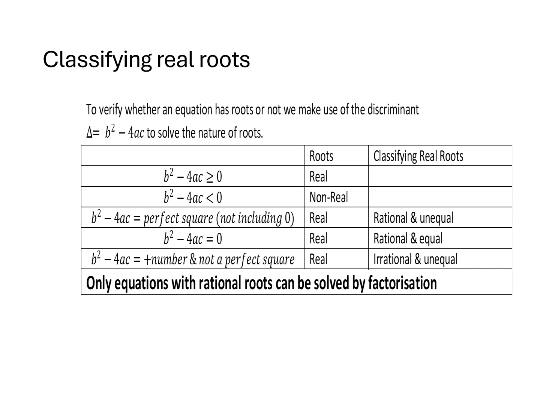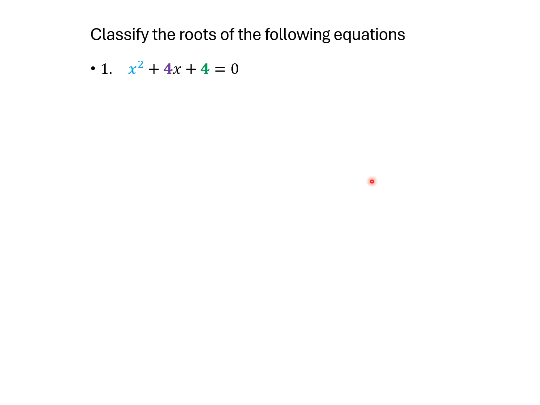All right, so let's look at problem number 1. Classify the roots of the following. They gave me x squared plus 4x plus 4. I need to know that a is 1, b is 4 and c is 4: the coefficient of x squared, the coefficient of x, and the constant. Now I'm going to substitute into b squared minus 4ac. So my discriminant equals b squared minus 4ac, and I need to see what answer I get to classify the roots.